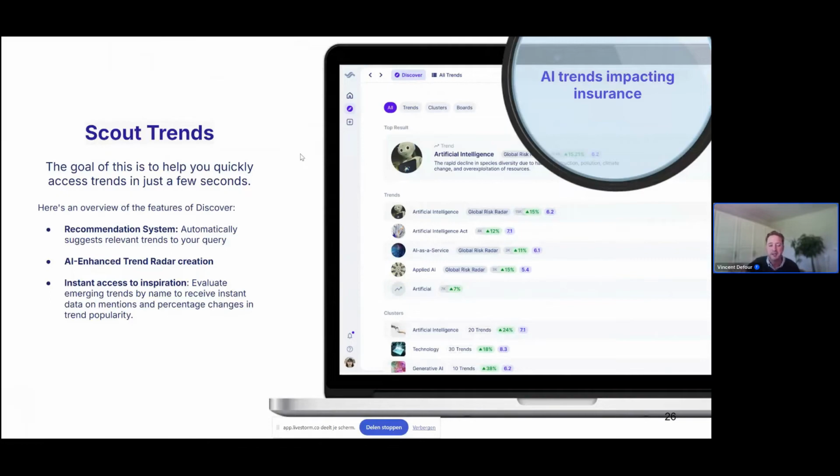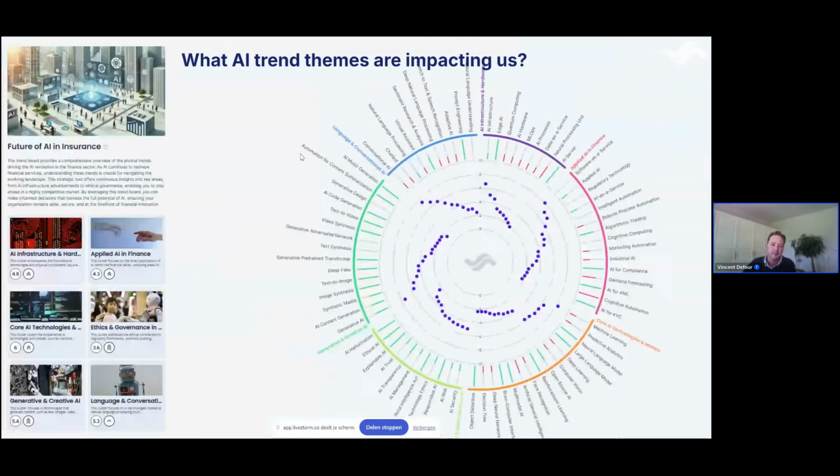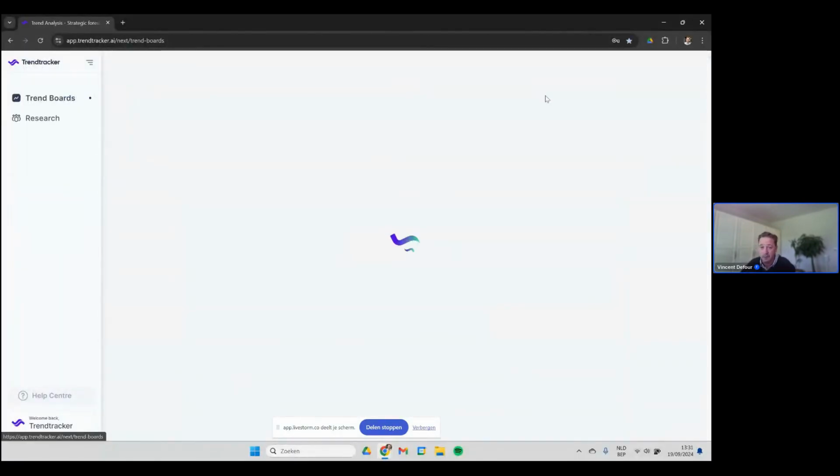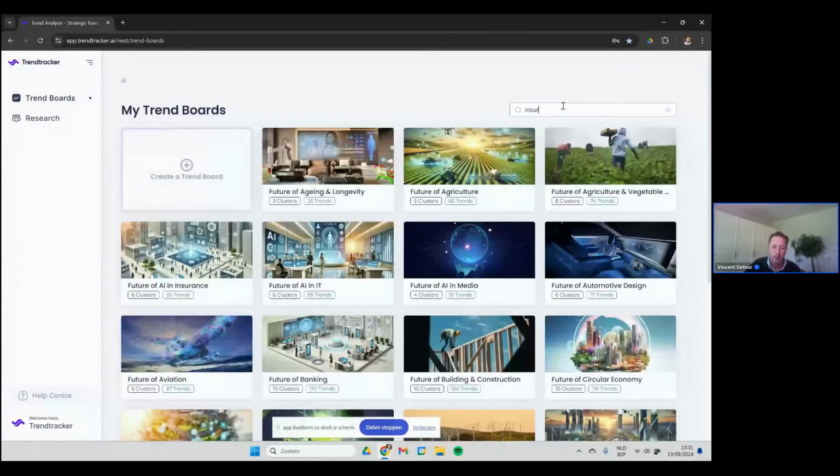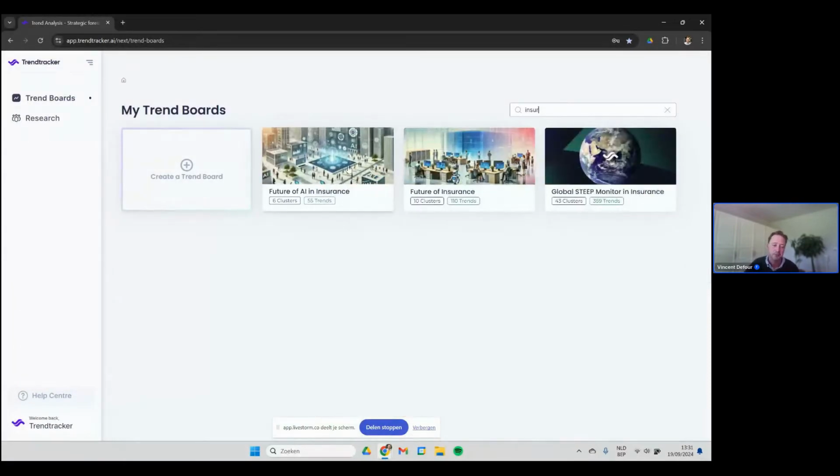So you would see a similar board, but created for you specifically in minutes, which gives you instant access to the kind of inspiration you would need. And that's really the second Supercharge use case. Let's do a technology scouting on AI trends impacting insurance. So the second one would actually also be a visualization where, in this case, let me go back. I already created it, but in minutes you would be able to access a similar board like that.